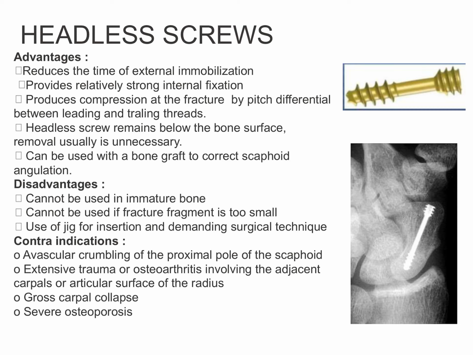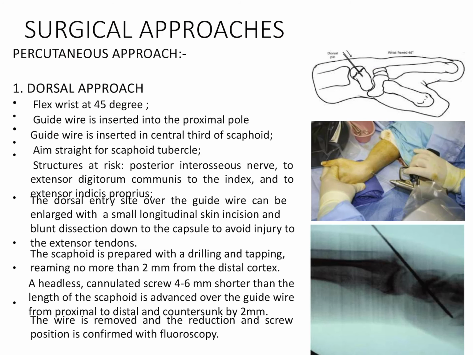Advantages: it reduces the time for external immobilization. The headless screw remains below the bone surface, so removal is usually unnecessary. It can be used with bone graft to correct scaphoid angulation. Contraindications are avascular crumbling of the proximal pole of the scaphoid, extensive trauma or osteoarthritis involving the adjacent carpal bones and articular surface of the radius, gross carpal collapse and severe osteoporosis. Here it is seen how it is fixed.